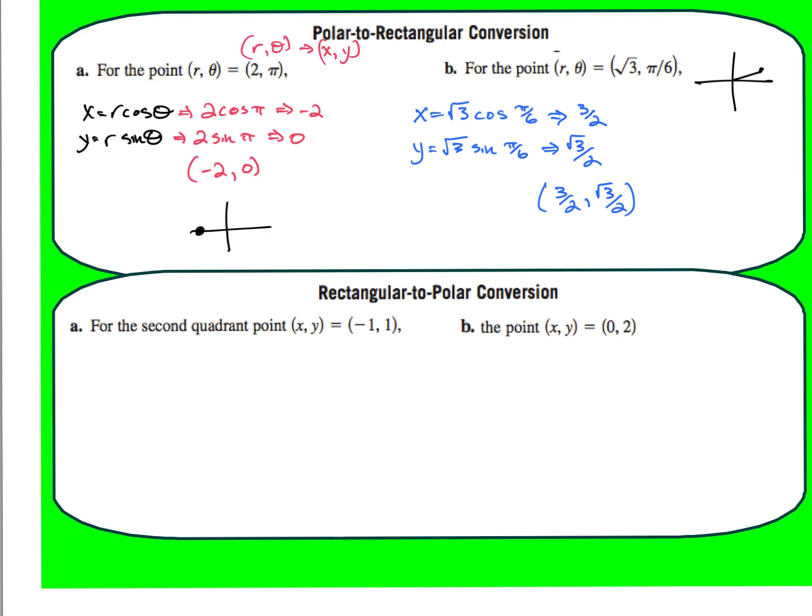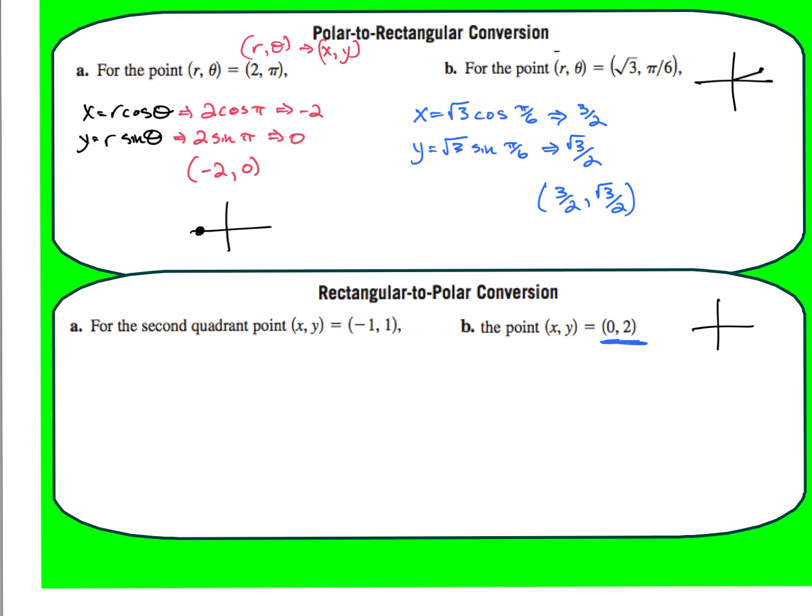All right, let's do this next one. So I actually want to do part B first, and I want to show you just on the sketch. So now we're going to go from a rectangular x comma y to a polar r comma theta. All right. So let's sketch this to just kind of make sense of it. What is 0, comma 2 doing? It's just going up 2.